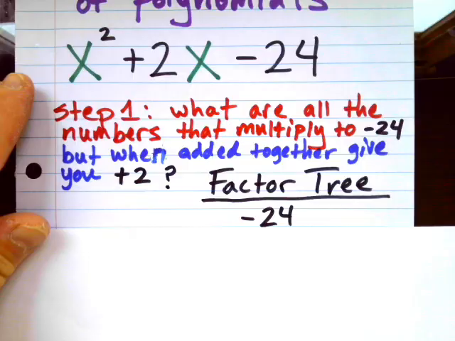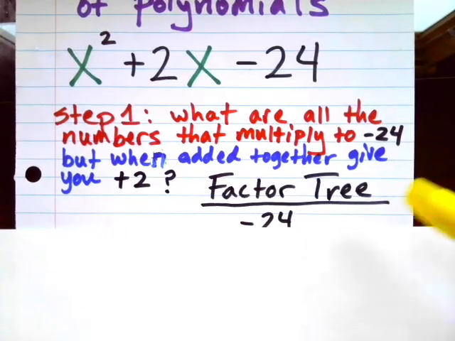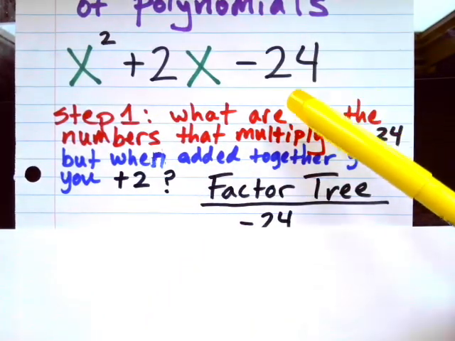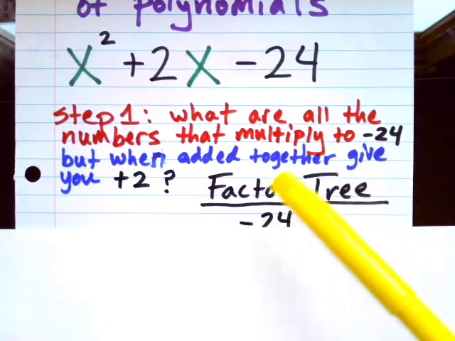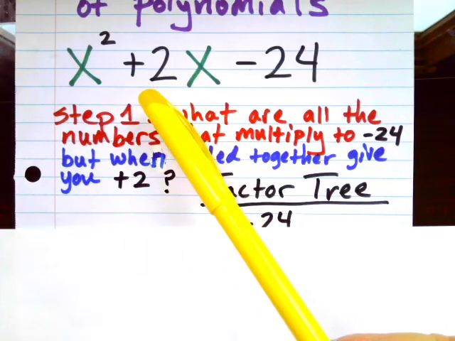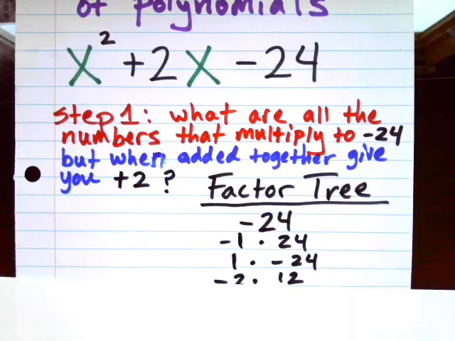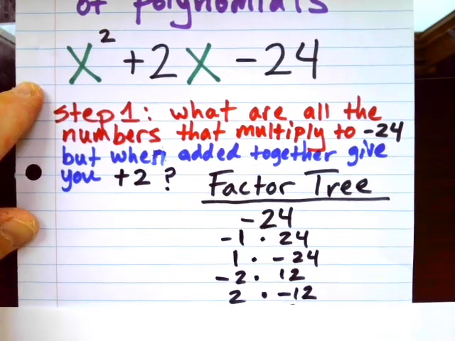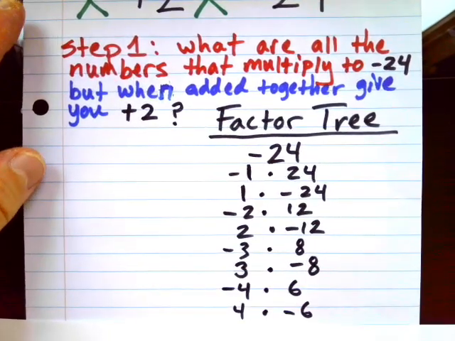I can see that time is running out here on the video. So again, I'm going to factor this expression. I want to find two numbers that multiply to a negative 24, but when you add them together, give you a positive 2. That's the term here in the middle. So what I do is I set up a factor tree. A factor is the answer to a multiplication problem. And I'm setting up this factor tree like you can see here.